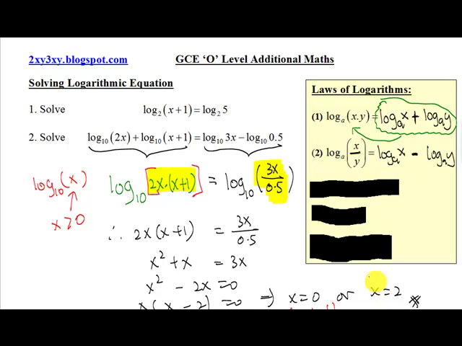Let's check x equal to 2. If we substitute 2 into here, we have log of 4, which is valid, and log of 4 plus 1, which is 5, which is valid, log of 12, which is valid. And here there's no x. So that means x equal to 2 will satisfy this equation here.